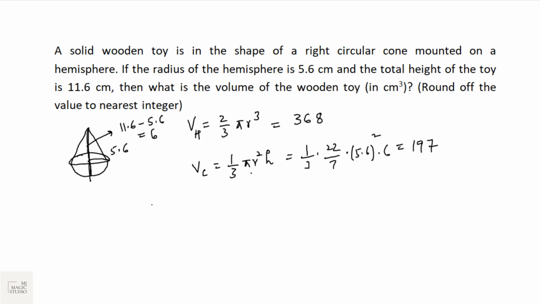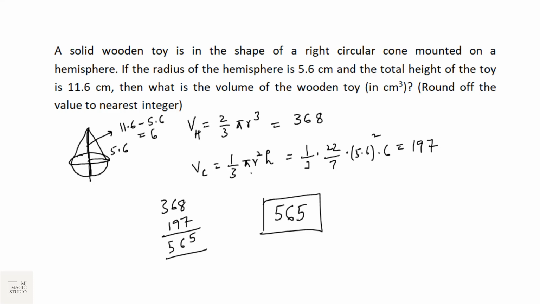So total volume of the entire toy is 368 plus 197, that is 565. So in the box given, we will type 565. Actually, the answer should be 565 centimeter cube.